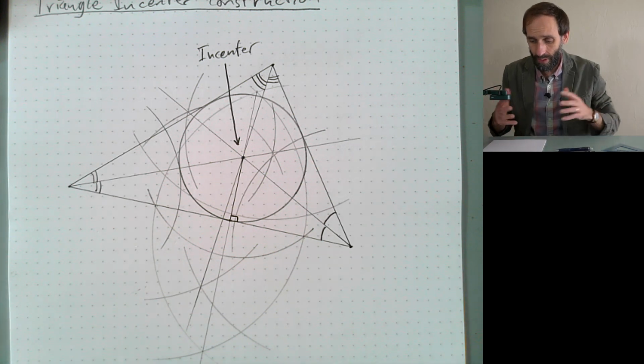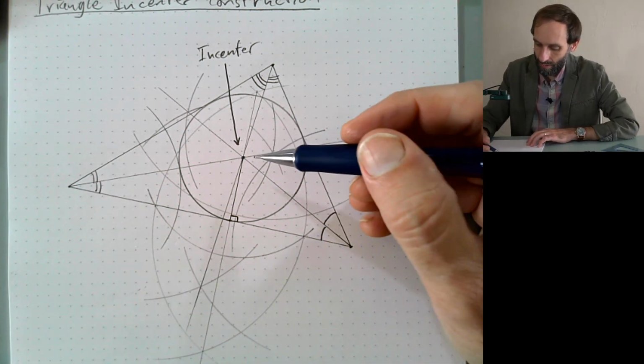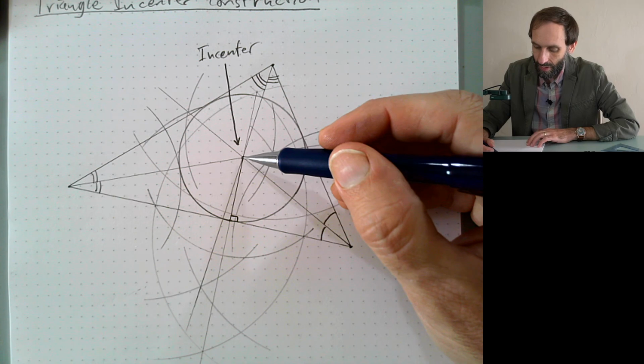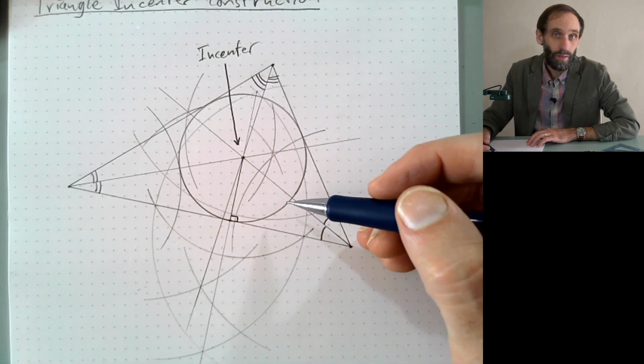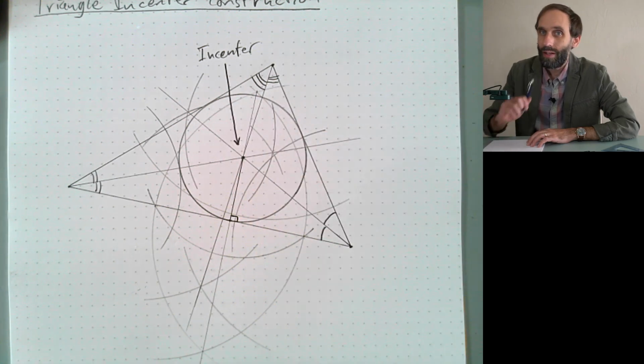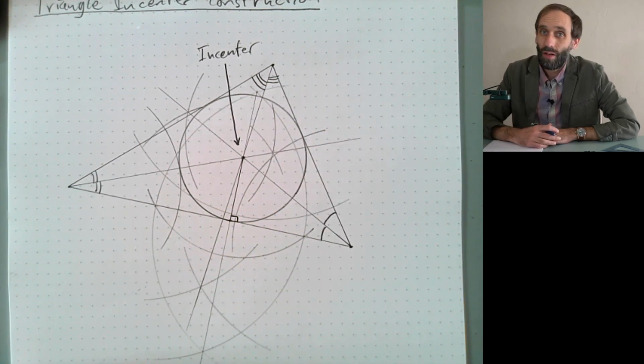So now you've seen how we can construct the incenter of a triangle, and once we've constructed the incenter of the triangle, we can use it to draw the incircle. In the next video, we'll look at the construction of the centroid.